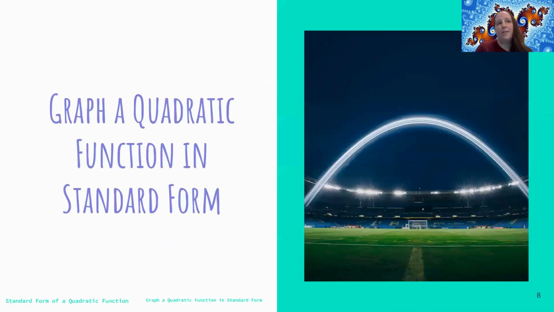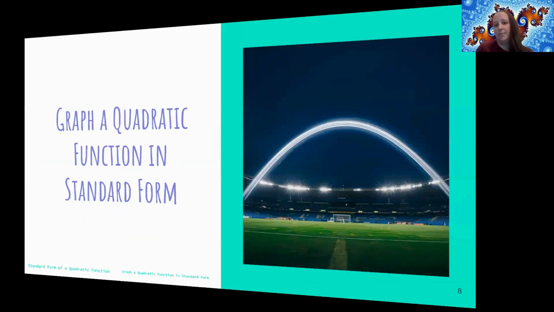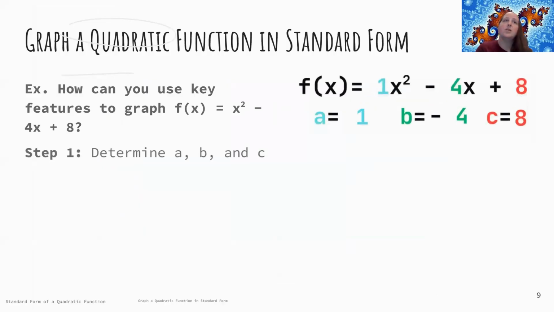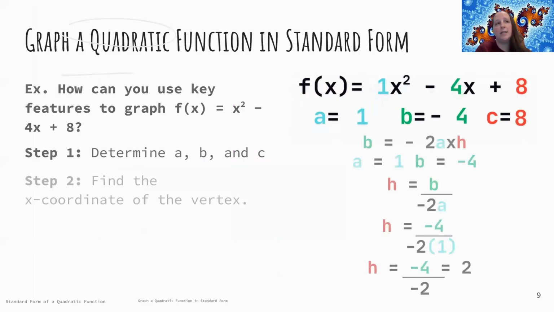Graph a quadratic function in standard form. So how can you use key features to graph f of x equals x squared minus 4x plus 8? So again, I'm going to determine what my a, b, and c are. So in this case, a is 1, b is -4, c is 8.